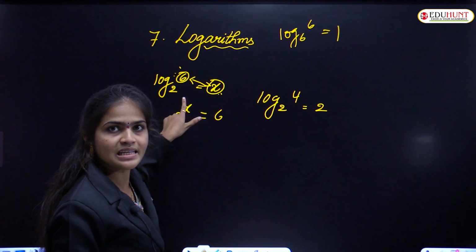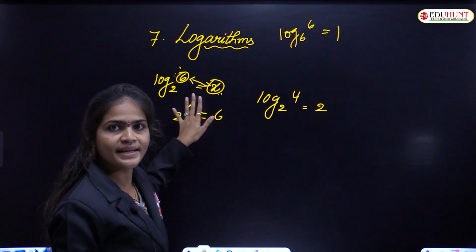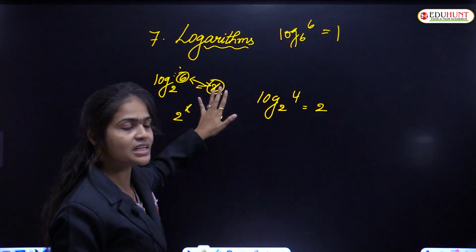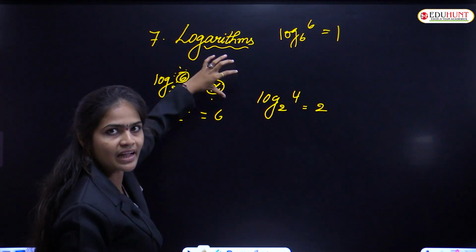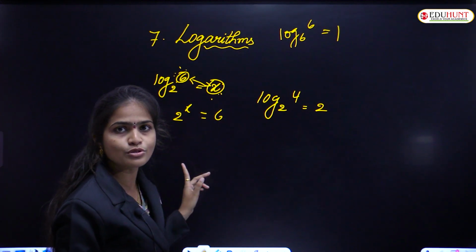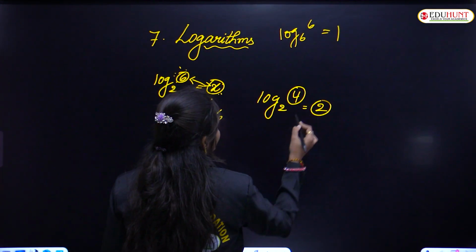Okay, no need to change the base value. We should not touch that base value here. Keep that base value like that. We just have to change the values of 6 and x. In these two places, we just have to transpose those two values. Okay, so see here 4 and 2.